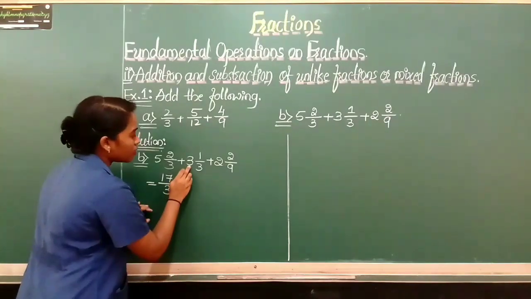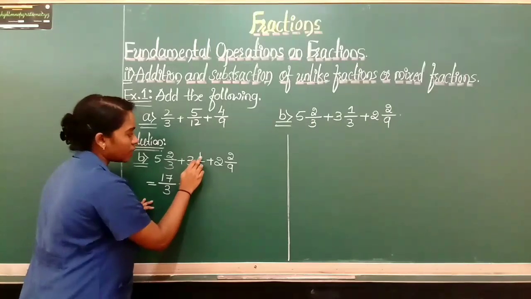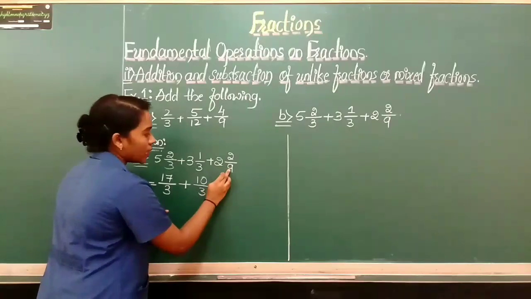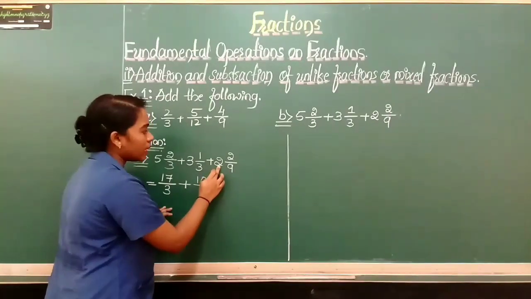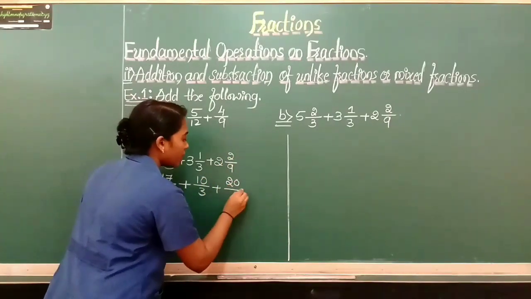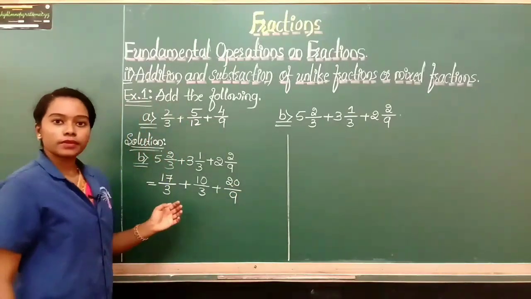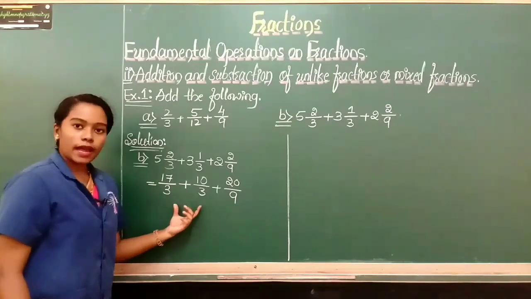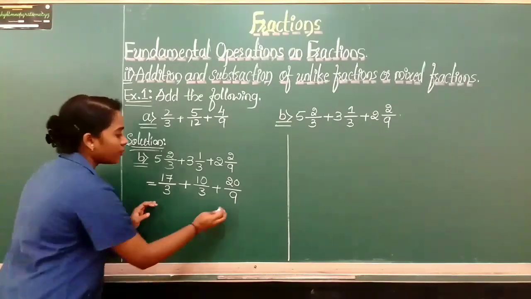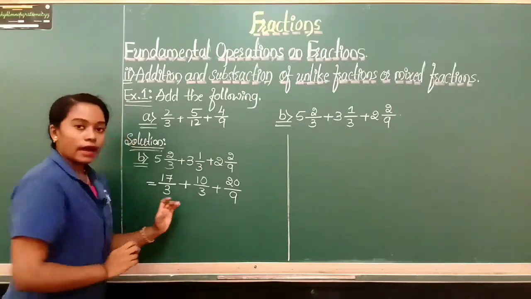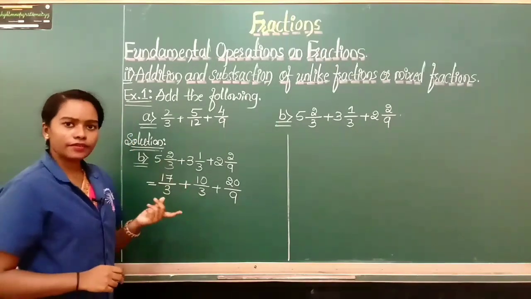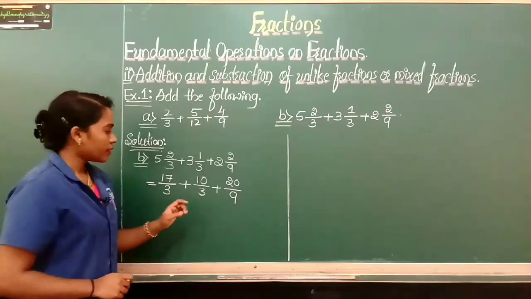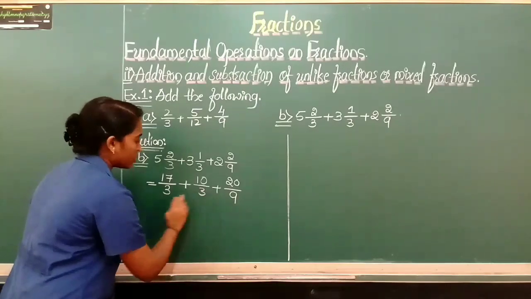Same steps. 3 into 3, 9. 9 plus 1, 10 by 3, plus 9 into 2, 18. 18 plus 2, 20 by 9. These are improper fractions. Now we have to add them. For that, you have to convert these unlike fractions into like fractions by finding the LCM of the denominators. Find the LCM of these denominators.